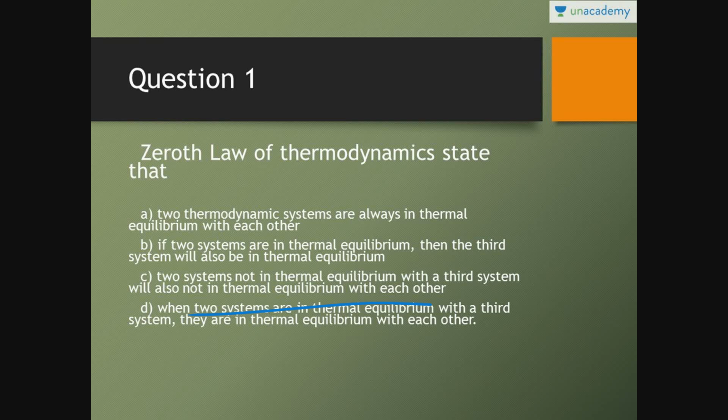And the last option is absolutely fine. I guess you must have studied this. When two systems are in thermal equilibrium with the third system, they are in thermal equilibrium with each other. Absolutely right. Option D is correct. So the answer for the first question is D. The answer is there in the last slide. You can go through that.